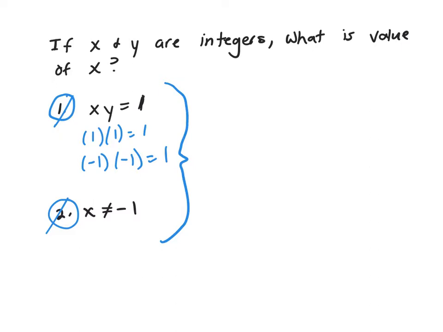And in clue 2, it says x is not equal to -1. That means it can't be this case. It has to be this one. X would be 1. So your answer is C. Both together work.